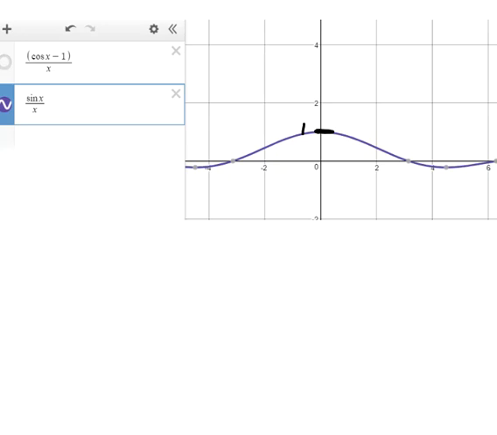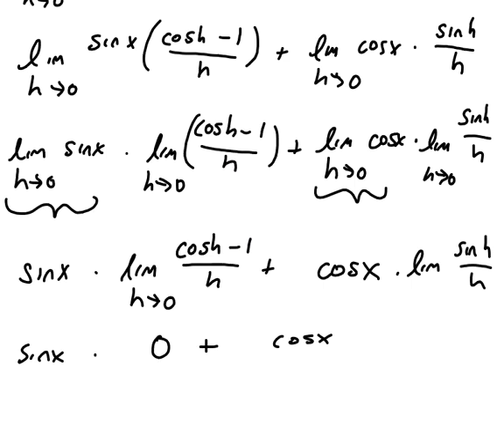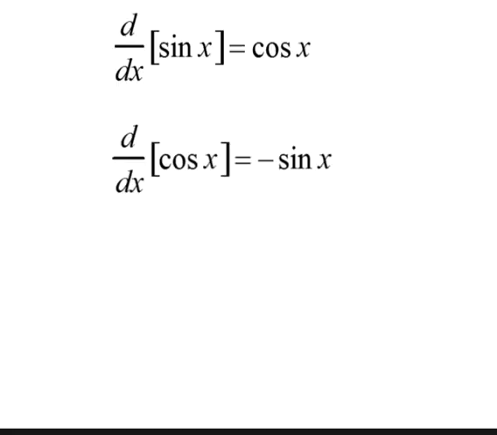So we end up with sine x times 0 plus 1 times cosine x, which just comes out as cosine x. The important thing to take away from here is that the derivative of sine is cosine. Just like that. The derivative of cosine is negative sine. So write those down if you haven't.